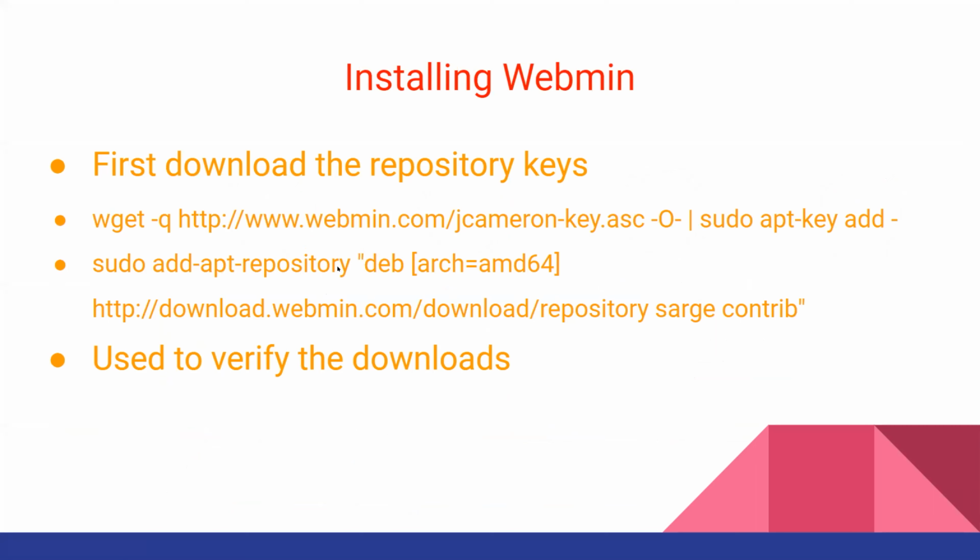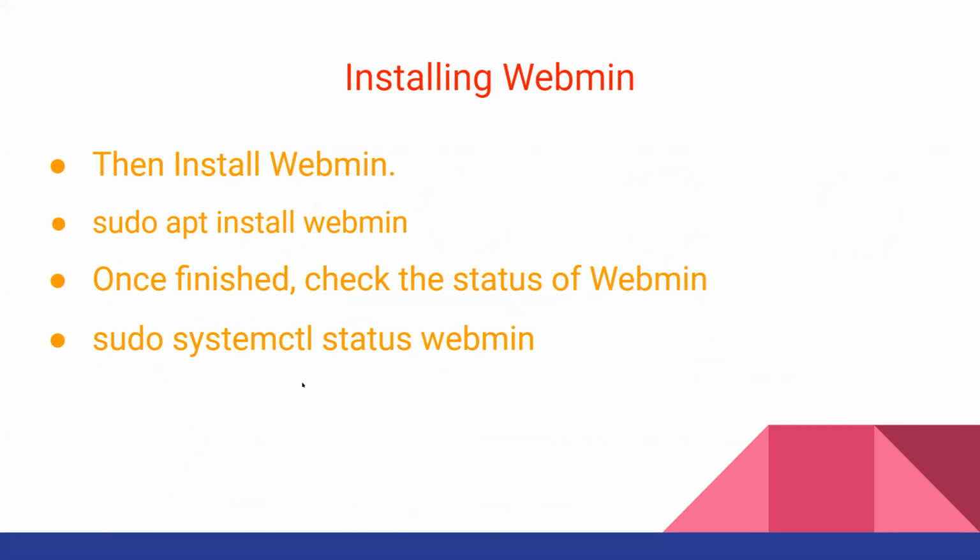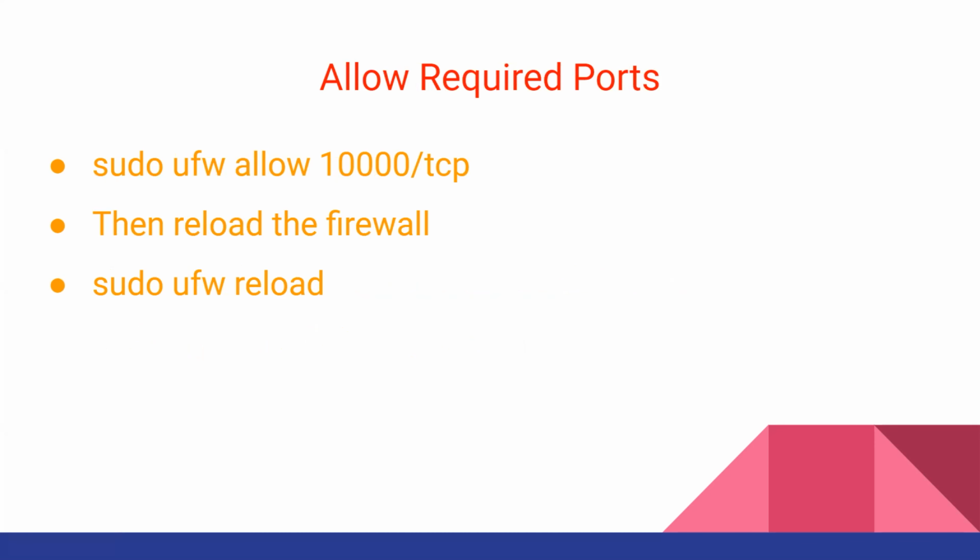The installation is pretty simple. First thing we need to do is download the repository keys using these commands. The repository keys are basically used to verify that you're downloading the package from the correct source. Then we install Webmin itself using the following command. Once it's finished installing, we can check the status of it using this command. We'll get to that in a second. Next, we have to allow the required ports for it, then reload the firewall to make sure the changes take place.